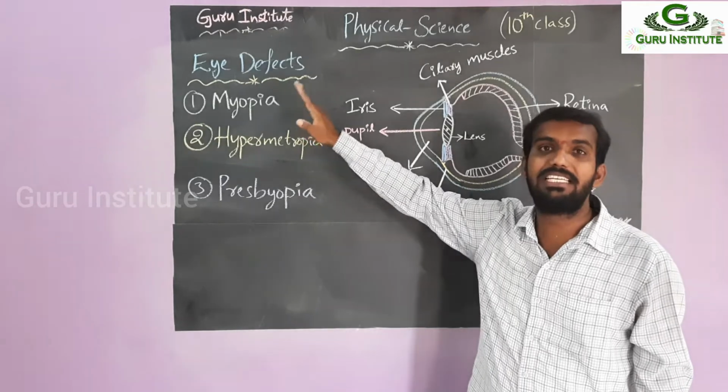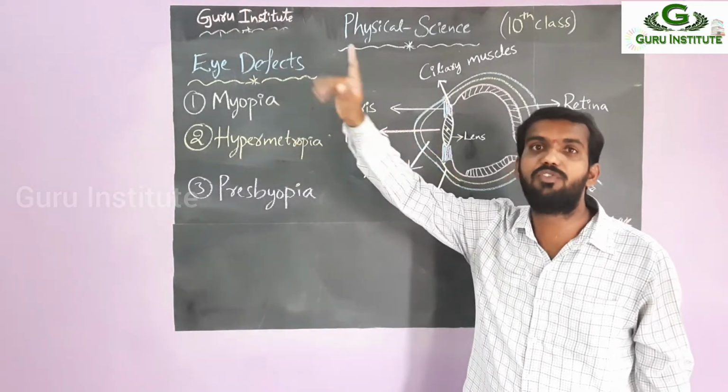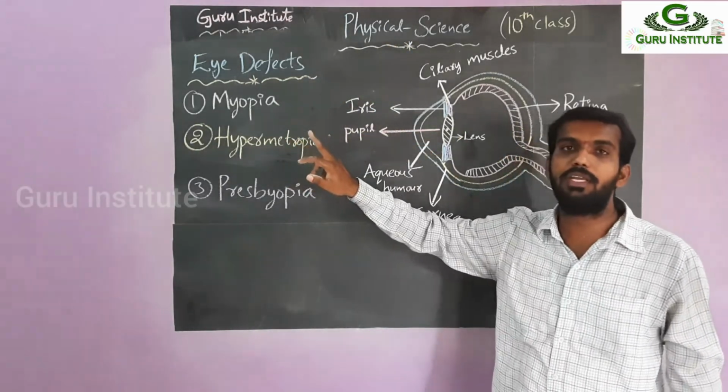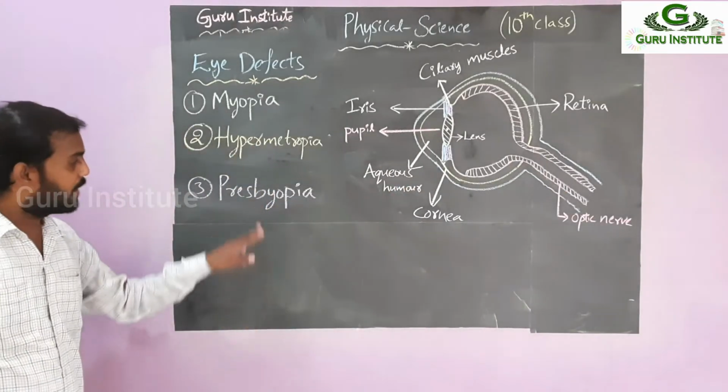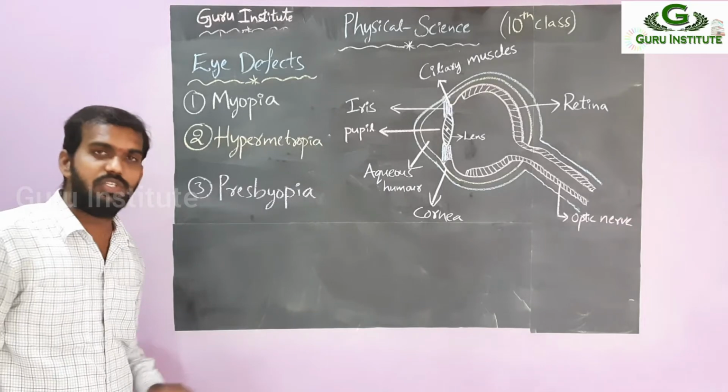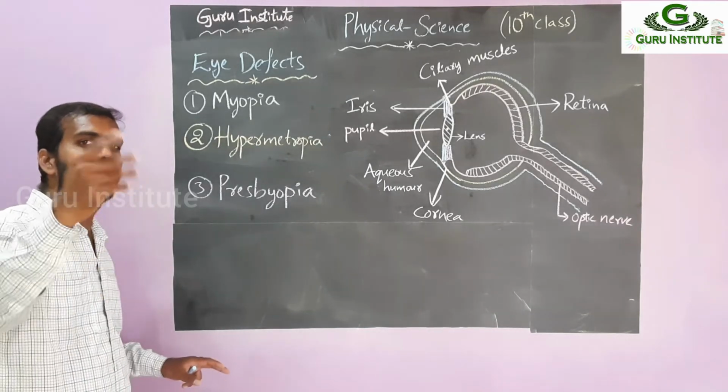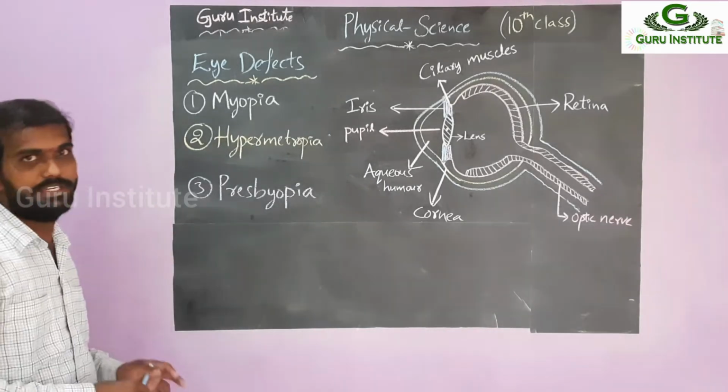Myopia means you can see near objects but can't see far objects. Hypermetropia means you can see far objects but can't see near objects. Presbyopia means a combination of these two: you can't see clear images of far objects as well as nearer objects.